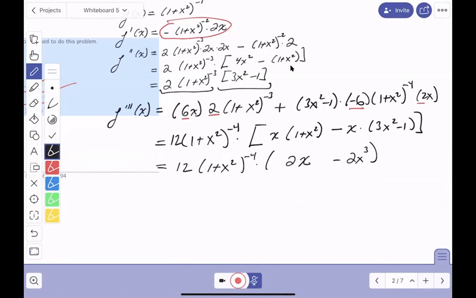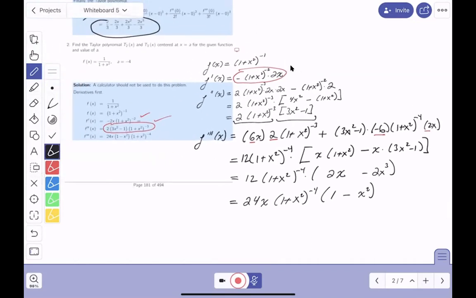Well, I think I could factor that too. I could factor a 2x out from that. That would give me 2x times (1 plus x squared) to the minus 4. I factored the x out, I'm sorry. Let me go backwards. Factor out 2x, right? That would be 1 minus x squared.